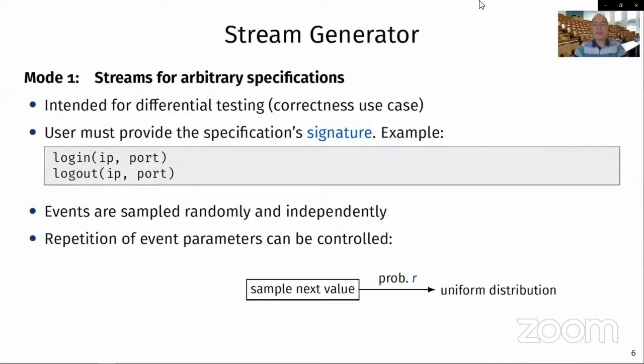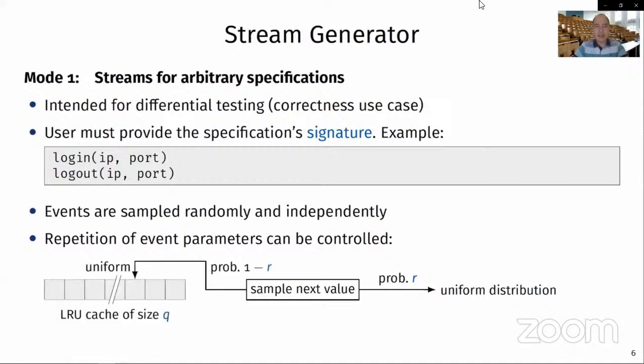How are these events generated? Well, the event names are sampled randomly and independently, while parameter values are sampled in two ways. With a configurable probability R, they are sampled uniformly from a large domain. Otherwise, they are uniformly sampled from a cache of most recently used parameter values. This ensures that the events have common parameter values and creates streams that are more challenging to monitor.